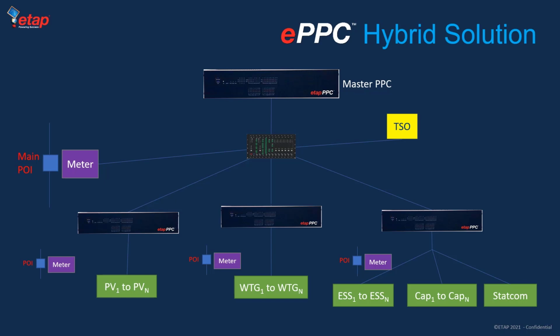In the case of a large hybrid plant, each plant can be controlled by a PPC, while the entire hybrid plant is controlled by a master power plant controller. Energy storage and reactive sources can be controlled by one or more power plant controllers. In this architecture, each power plant is responsible for meeting master controller commands by dispatching assets under its control. The master PPC is mainly responsible for meeting TSO commands by determining and dispatching commands to each plant controller.